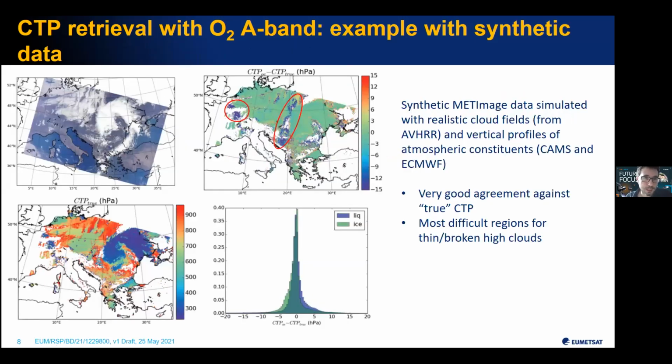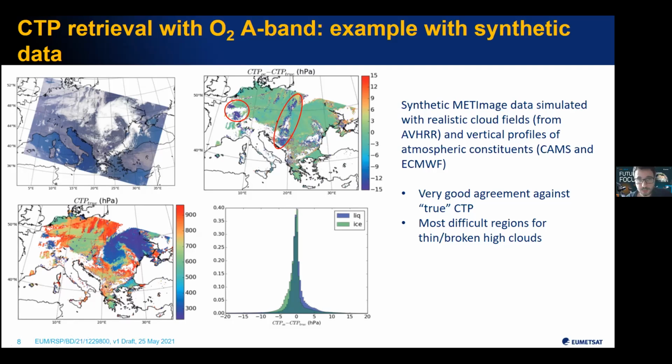And this last example is using synthetic data, so is synthetically computed VII radiances over Europe, using realistic cloud fields from AVHRR and vertical profiles from CAMS and ECMWF. At the bottom, we see the truth for this scene, which is the cloud top height from AVHRR. And on the top right, we have the difference between this retrieval with the oxygen band with respect to the truth. And we can see that most of the time, values are around 0, so they do compare very well.